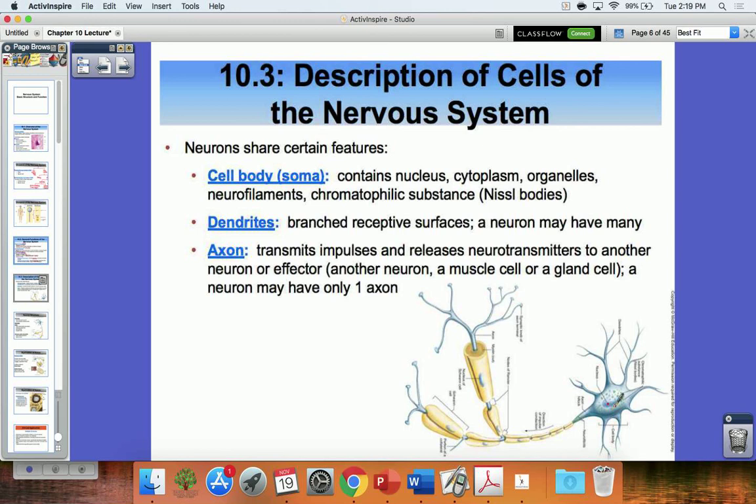We also have dendrites. Dendrites are one of the projections that stem off of the cell body, and they're going to be responsible for receiving information and bringing it into the cell. And then we also have axons. The axon is going to be taking information and pushing it out towards another neuron, or maybe even sending it to a gland or a muscle cell or any of the others.